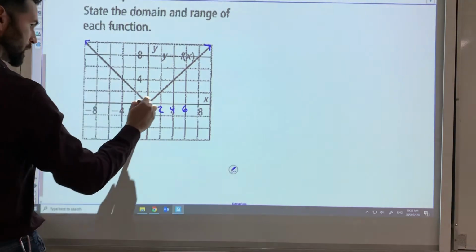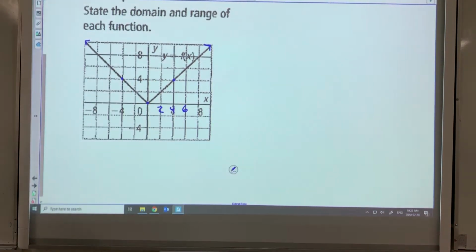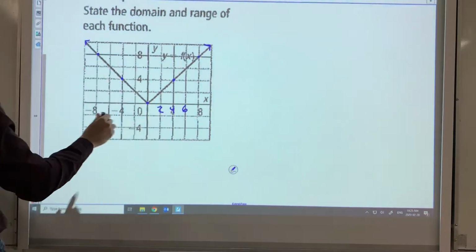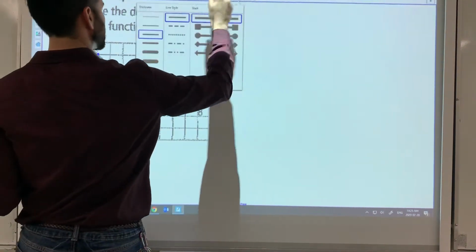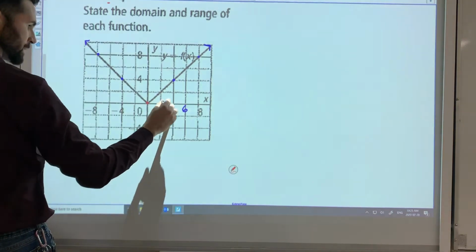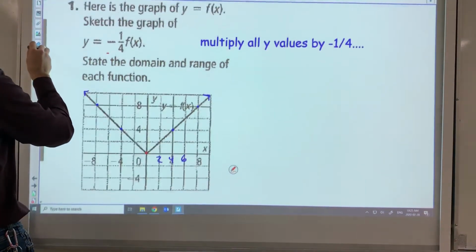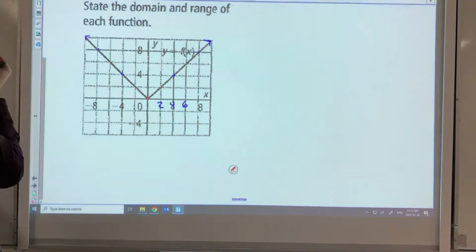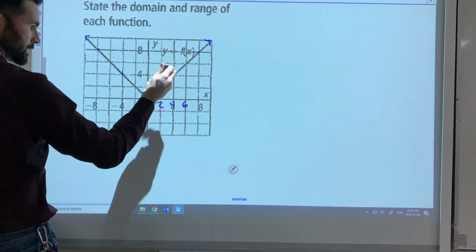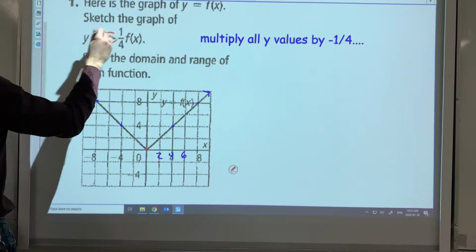Okay. I'm going to choose this point because it's convenient because it's 4. And that might be enough. I could choose this one here as well, the negative 8 and the positive 8. That point 0 is not going to change. 0 times anything is 0. So that stays there. But the point 4 for y, when you multiply it by negative a quarter, you're going to get negative 1. And we're expecting that because this is going to flip over the x-axis because of the negative.